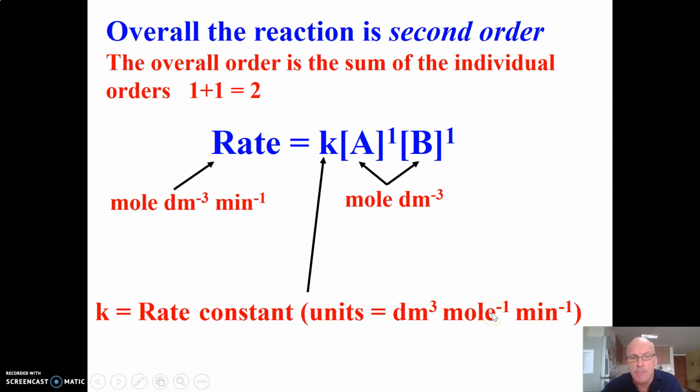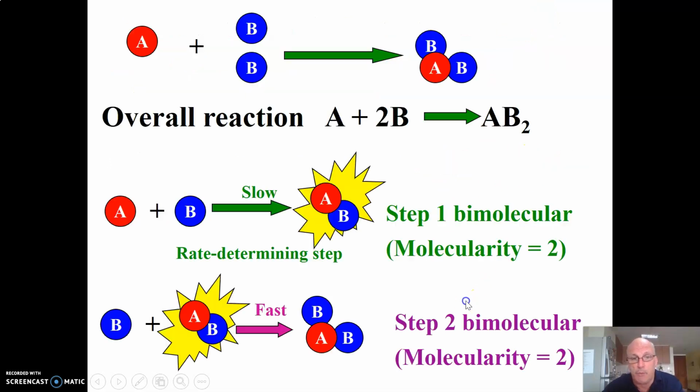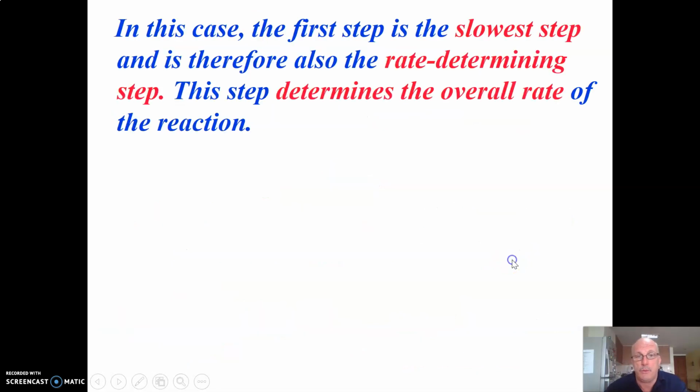It doesn't have any physical meaning, but you have to have a unit for a constant if it's placed in the equation. The unit is dm cubed per mole per time, in this case per minute. And I usually tell my students either memorize it or simply work it out again in the exams to make sure you know how to derive those units. Okay, so here we are, balanced equation, the rate law, and yet again you notice there's no relationship between the two. Okay, and once again there's our mechanism that covers the whole thing.